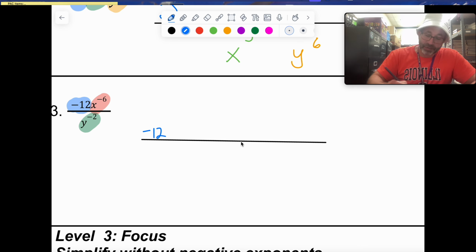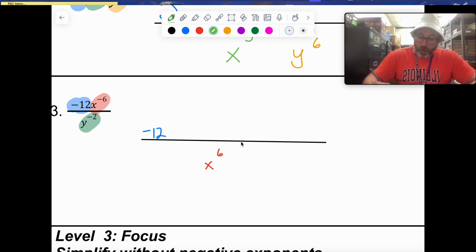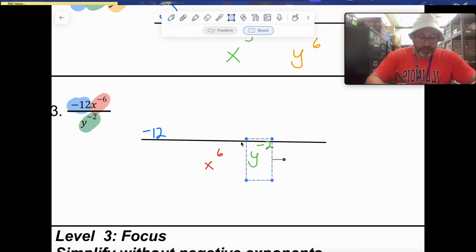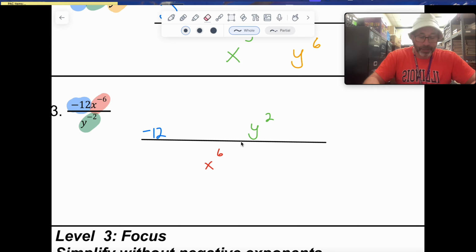The x to the negative 6, since it's got a negative exponent, it's not happy, so we're going to take it and move it. And when we move it, it's going to become happy and it's going to stay there. The y to the negative 2, which is currently on the bottom, he's not happy down there, so we're going to move him to the other class, and when he moves, he's going to become happy. And that's it. We're done.